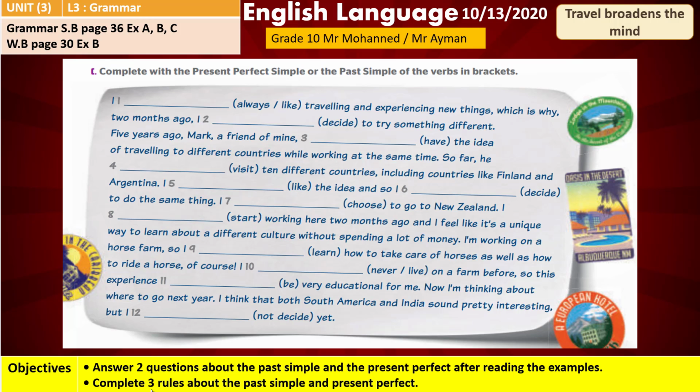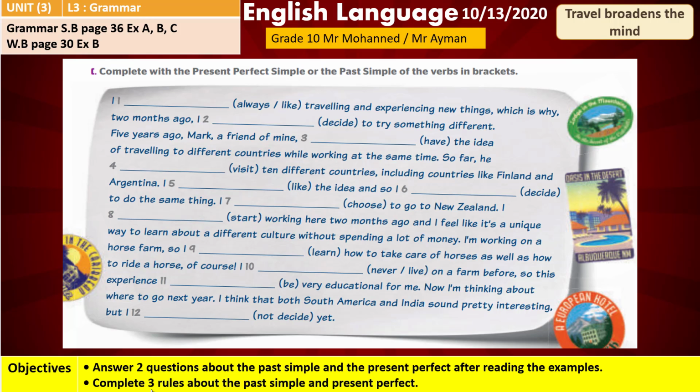I think I told you this is the most important activity we are doing today. Complete with the present perfect simple or the past simple of the verbs in brackets. There are 12 words inside brackets. We need to use them in the correct form of the past simple or the present perfect. I'll do the first one for you and I will leave you with the rest.